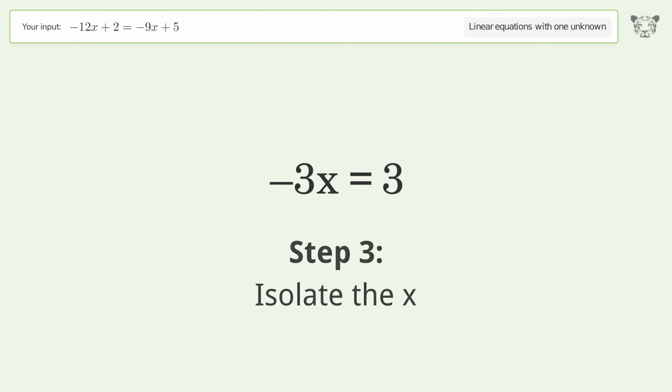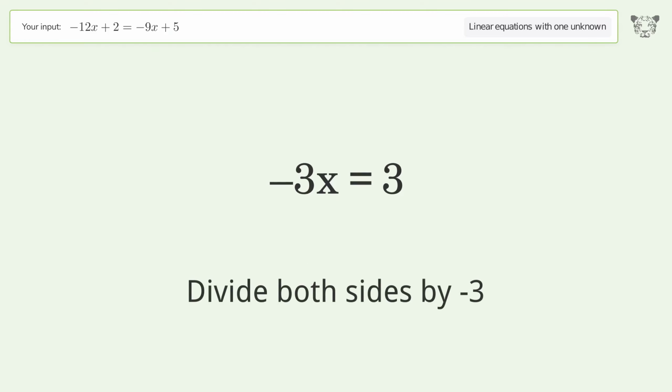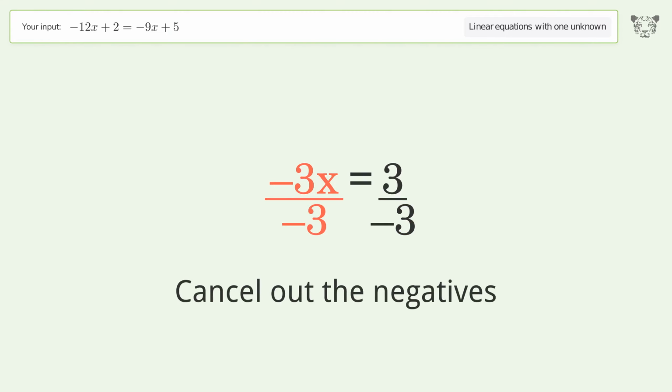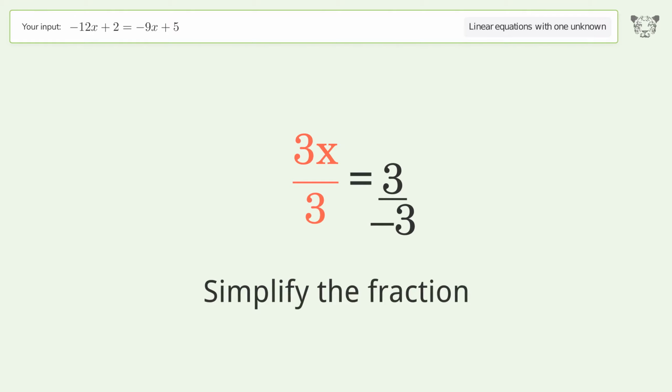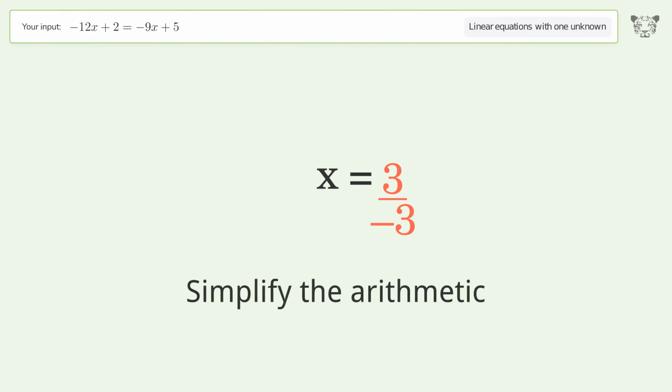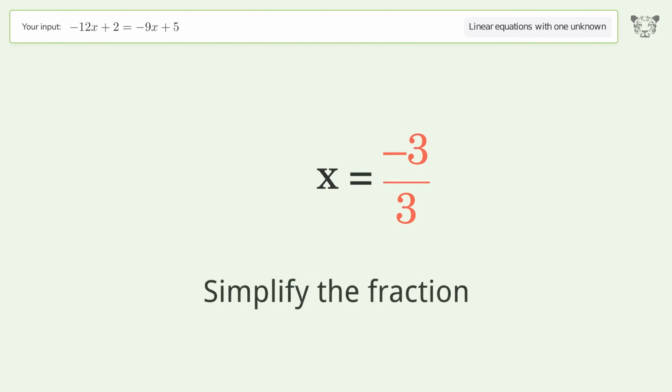Isolate the x. Divide both sides by -3. Cancel out the negatives. Simplify the fraction. Simplify the arithmetic. Simplify the fraction.